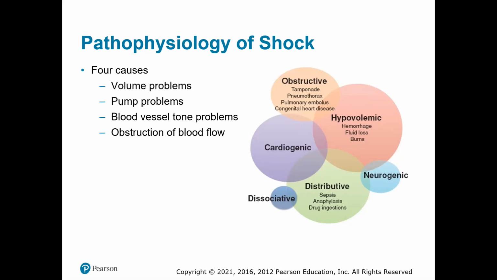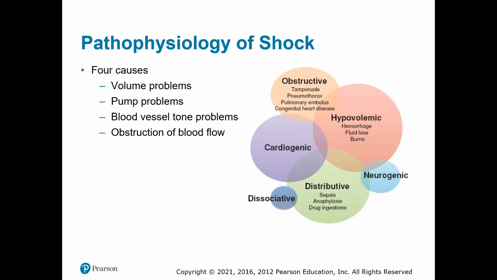Hypovolemic shock being that hemorrhage of blood loss. Don't forget about just fluid loss as a whole, and burns. Obstructive being tamponade, cardiac tamponade, a pneumothorax, an embolus or a clot, or congenital heart disease. So there's your obstruction, right? It's obstructing something, obstructing perfusion.